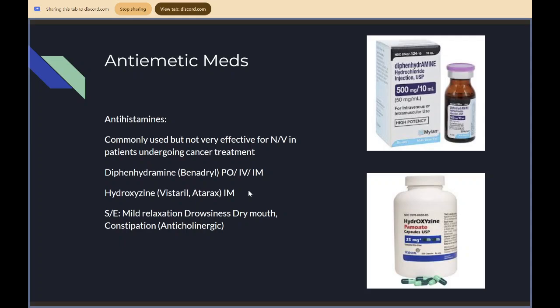Now, antihistamines commonly used. Here it says not very effective. I think it's very effective as an adjunct. Diphenhydramine, aka Benadryl, is available orally, IV, IM. Hydroxyzine, brand names are going to be Vistaril and Atarax, is available IM. For chemotherapy induced nausea and vomiting. And the side effects are going to be relaxation, drowsiness, dry mouth, and constipation, which all are anticholinergic.